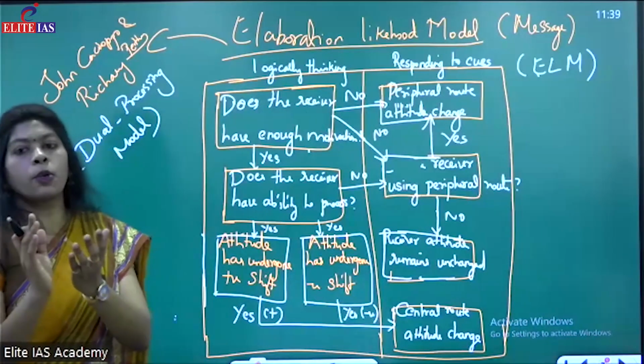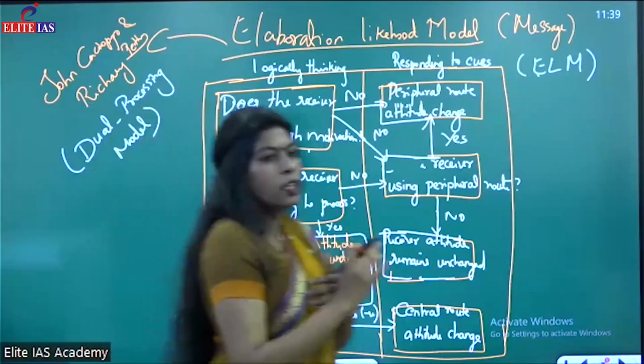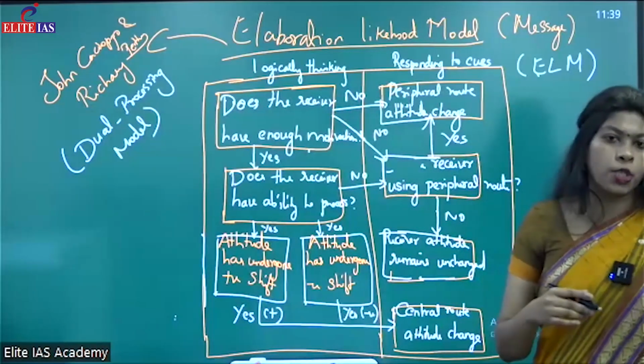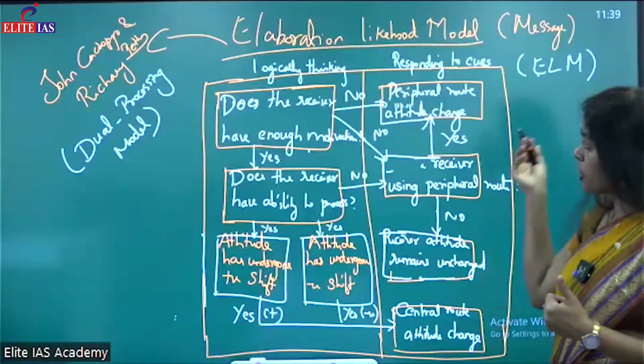Even with this many people sitting here, how many of you will analyze the facts? Suppose some facts are given to you. How many of you will check it before you accept it? In most cases, we'll accept it as such. So that is called heuristic processing.